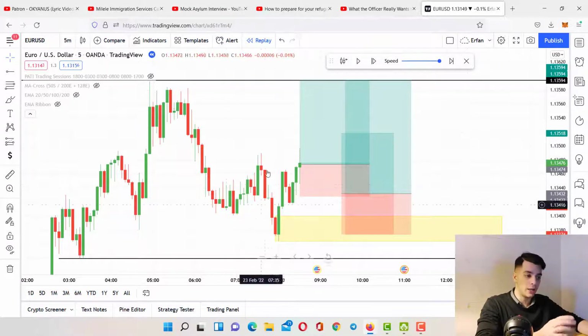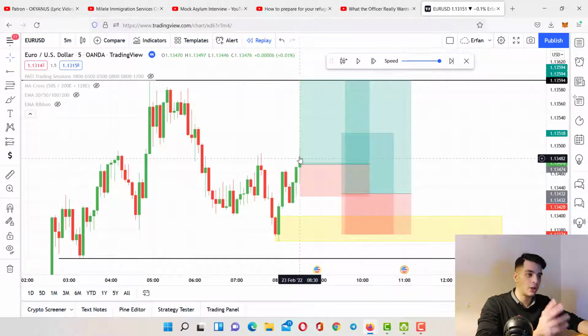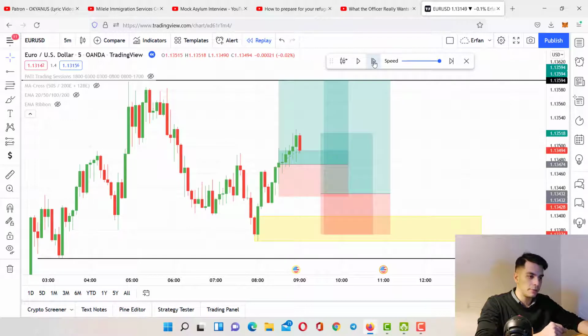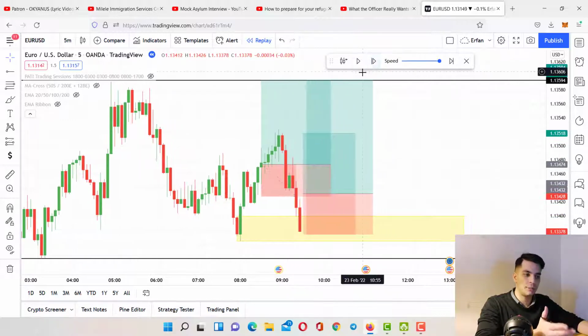Everything was okay. It's trying to create higher highs and higher lows, and I entered my trade here. And what happened was exactly this. It was going really good, and then it just came down and stopped me out.